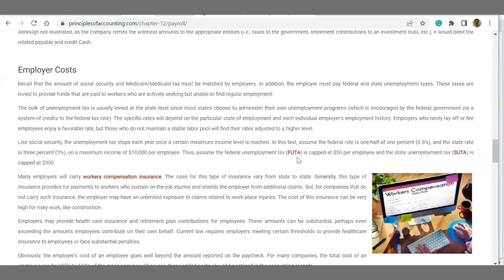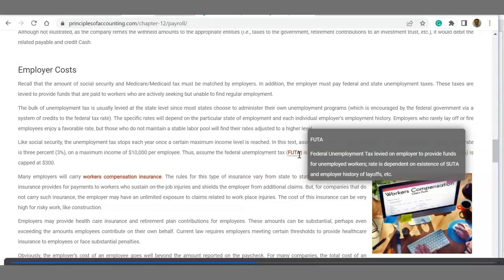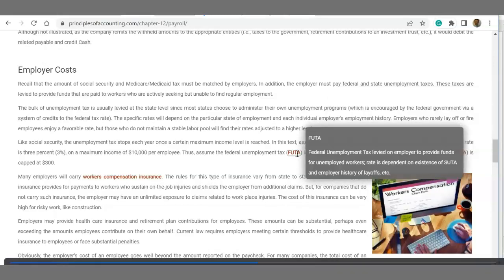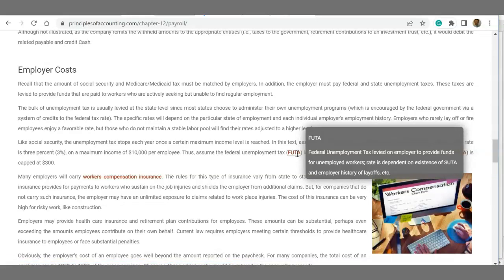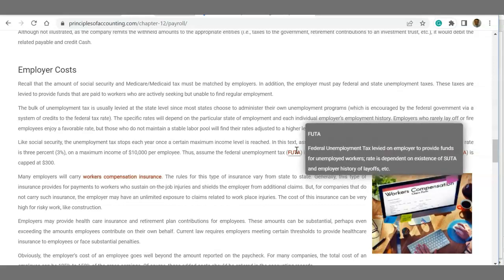So one more thing that the employer needs to pay, which has nothing to do with the employee, is absolutely the employer's responsibility. It is FUTA and SUTA. SUTA is state unemployment tax, which some states have, like California has EDD. And FUTA is federal unemployment tax, which is paid directly to the federal government. If there is no state unemployment tax, then every single penny goes to FUTA.